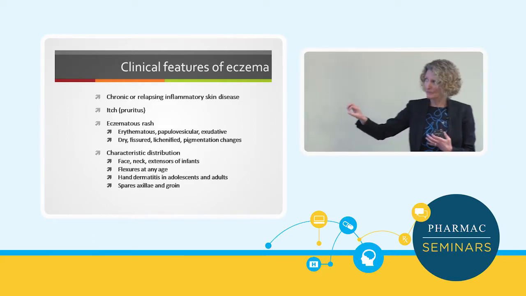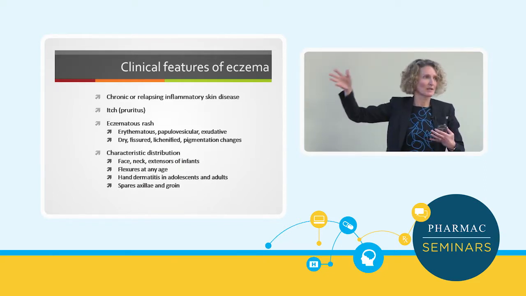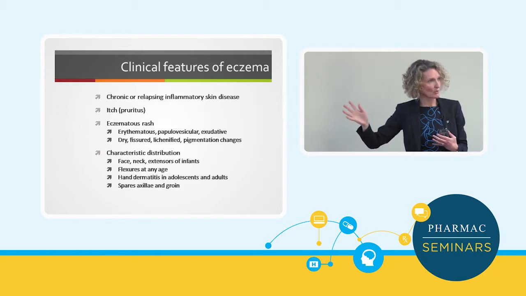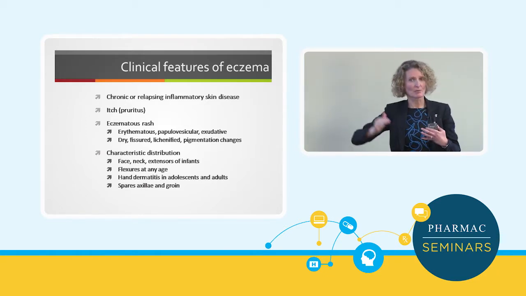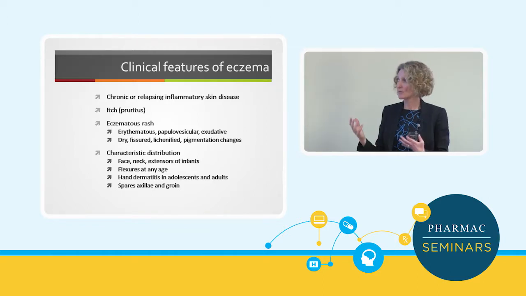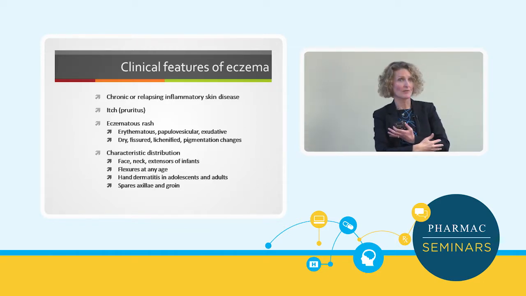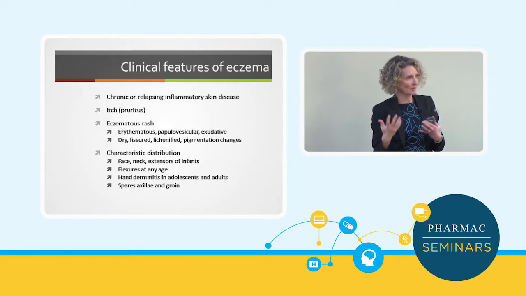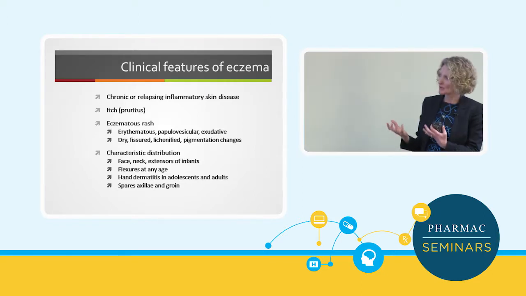You get a very typical eczematous rash, and I'll show you some photos in a minute, and you get a characteristic distribution, and that distribution changes with age. In infants you'll get a lot more face, neck, scalp involvement and extensors of the limbs. Older children and adults, you get flexural involvement. Hand dermatitis tends to become more of a problem in adolescents and adults, but I see quite a lot of kids with it as well, to be honest.